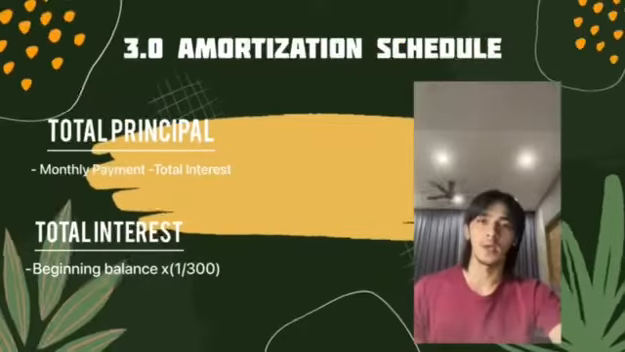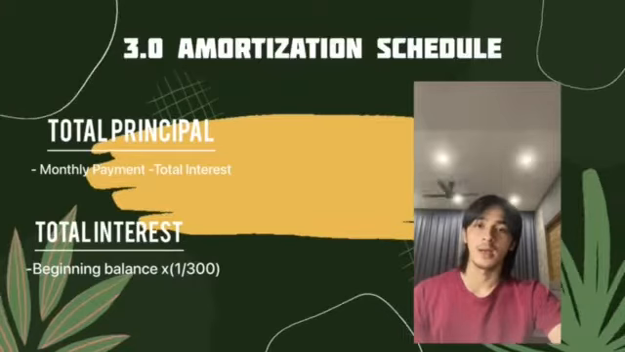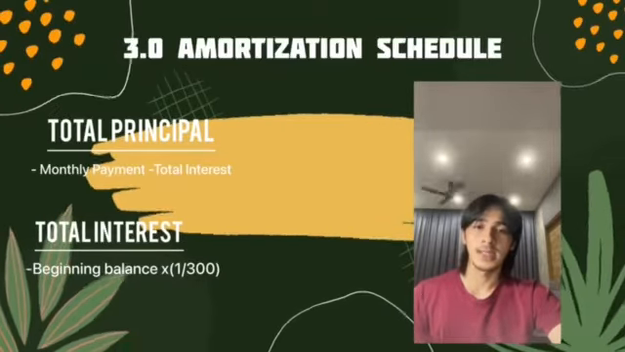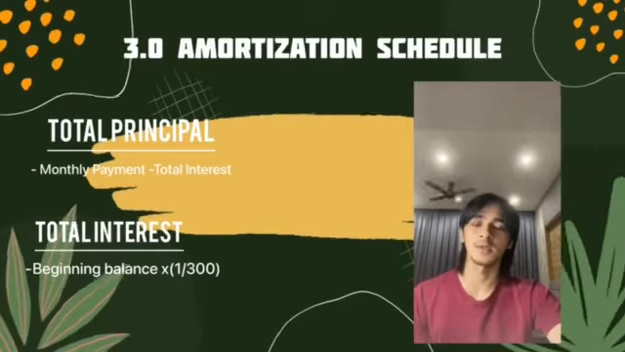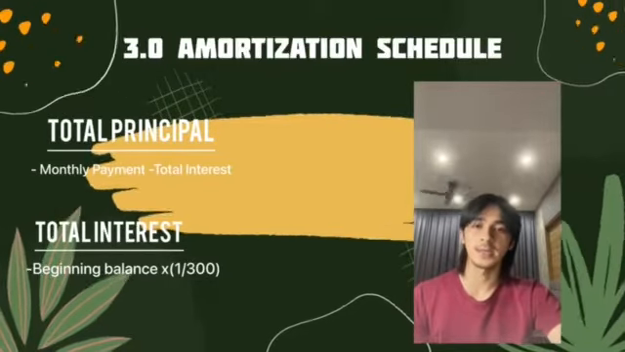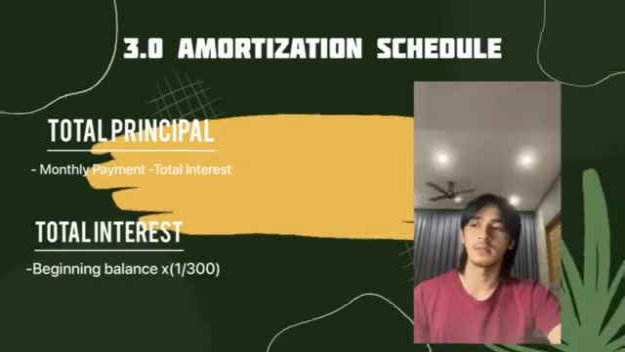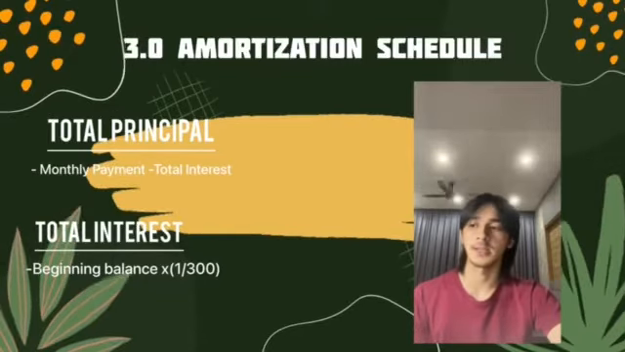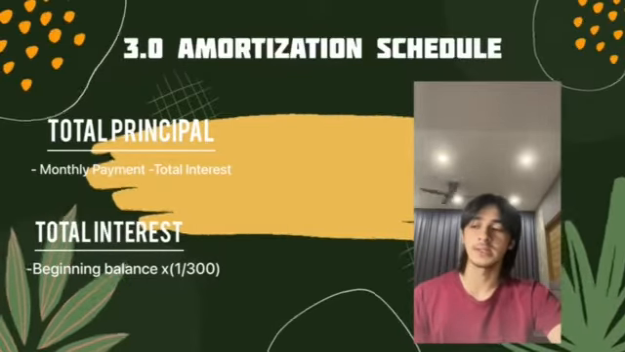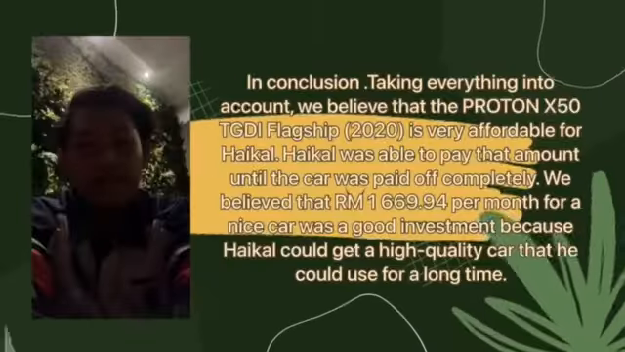Now, I will explain how to find the total interest. Take the beginning balance times open bracket 1/240 close bracket. Next is total principal: monthly payment minus total interest. And last but not least is the ending balance: beginning balance minus total principal for each column.